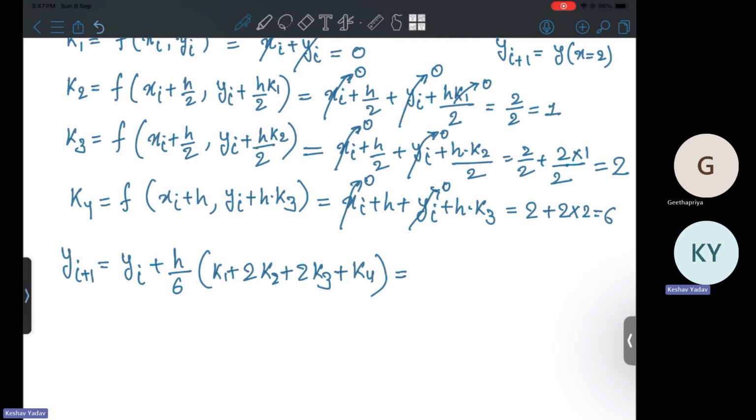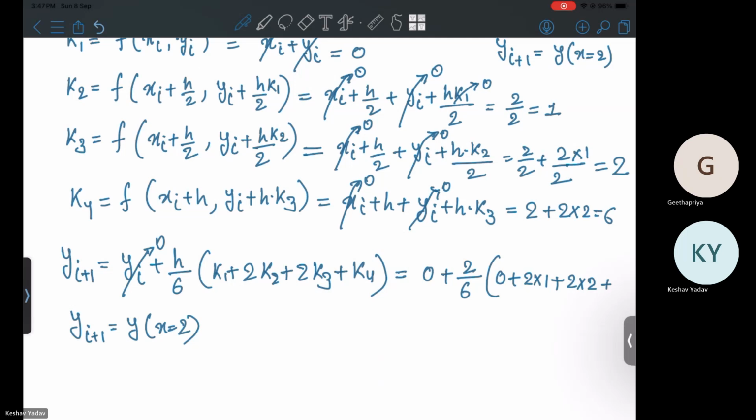So now we need to find this yi plus 1. So yi plus 1 will be equal to y at x equal to 2. So if I put, this is 0. So 0 plus h, which is 2 by 6. K1 is 0, plus 2 multiplied by k2 which is 1, plus 2 multiplied by k3 which is 2, plus K4 which is 6. So 6 plus 4 is 10, 10 plus 2 is 12, 12 multiplied by 2 will be 24, 24 divided by 6, that will be 4. Okay.